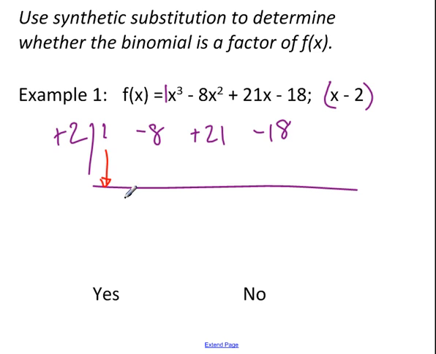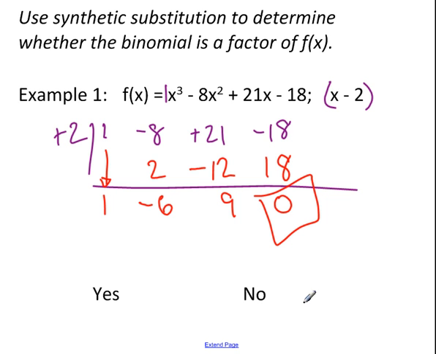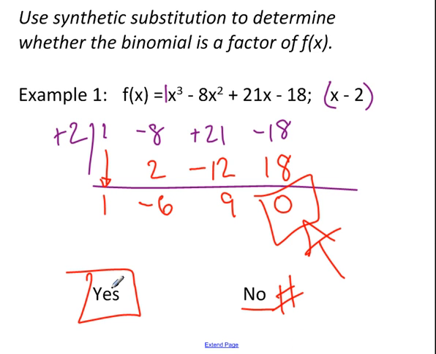So let's bring that 1 down and let's work through this here. 2 times 1 is a 2, gives me minus 6, then minus 12, which is 9. And oh, look at that, 18 minus 18 gives me 0. So the whole point of all this is just to find out, well, what do we got right here? If we get a 0, then we choose yes. If we get any other kind of number there, then we would choose no. But 0 means yes, it is a factor because it goes into it evenly. X minus 2 would multiply by x squared minus 6x plus 9 perfectly to make that.